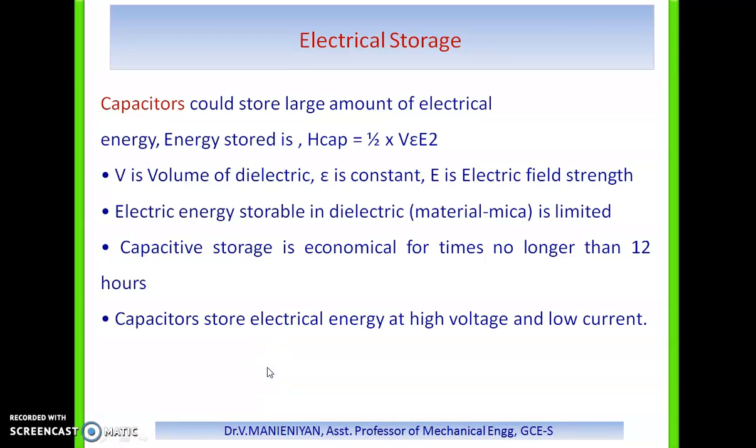Now we have discussed the electrical storage system. The electrical storage system is normally classified into three categories: capacitors, inductors and battery storage systems. So first we discuss the capacitor storage system.